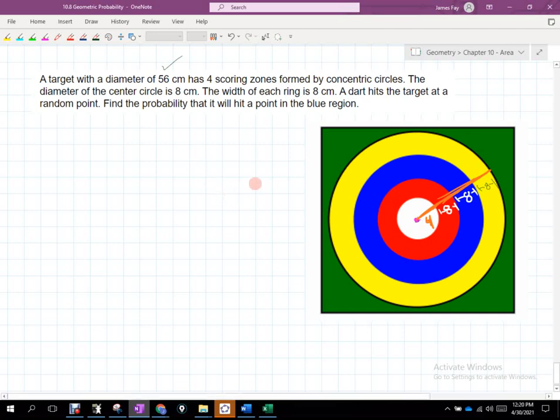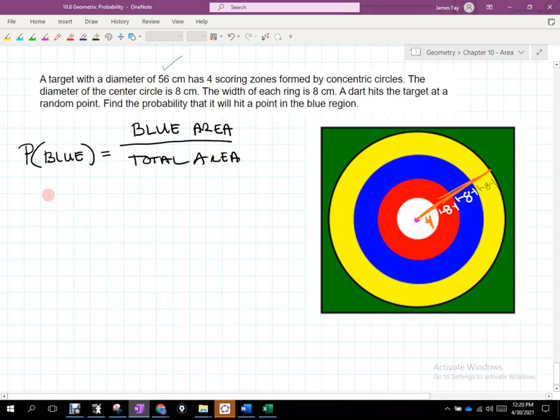Now, if I want to land in the blue, the probability of blue would be equal to blue area divided by total area, right? Now, for the total area, I always like to do the sample space first, just because I think that's usually the easier one. Total area would be this circle, wouldn't it?